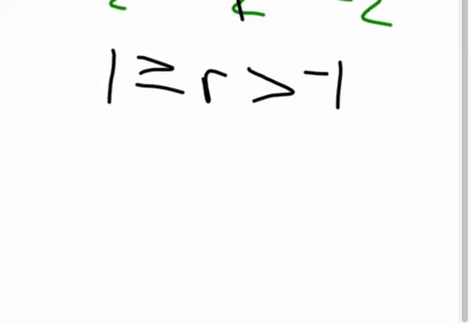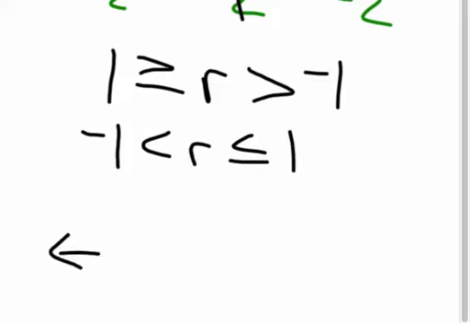Well, obviously this inequality doesn't make a whole lot of sense because we want the smallest number on the left, and 1 is bigger than negative 1. So let's flip that around. I want to say negative 1 is less than r, which is less than or equal to 1. And now we can go ahead and graph this.